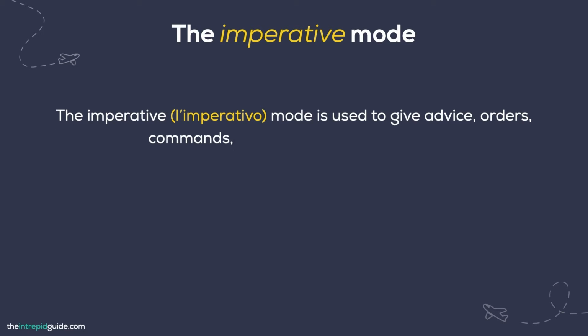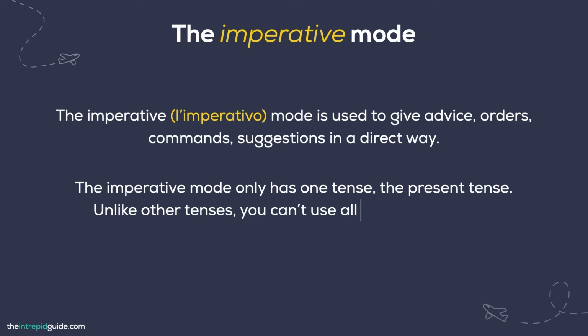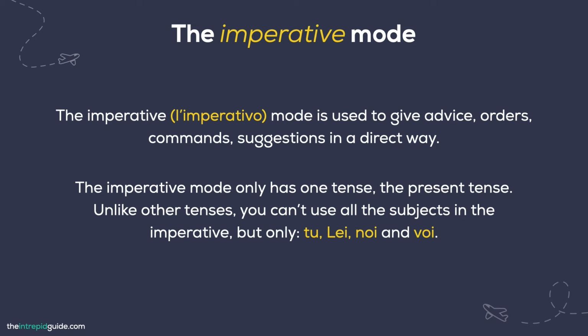The next mode we're going to look at is the imperative mode. The imperative mode is used to give advice, orders, commands, suggestions in a direct way. Now, depending on the tone used and the context, imperative sentences can be interpreted as more or less rude. The imperative mode only has one tense, the present tense. Unlike other tenses, you can't use all the subjects in the imperative, but only tu, lei, noi, and voi.